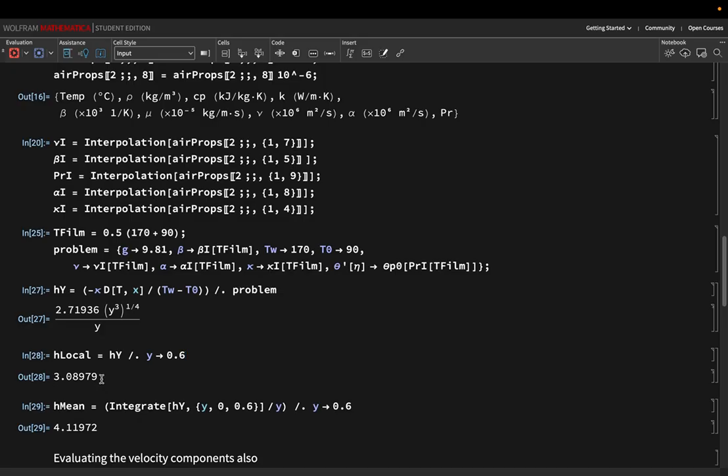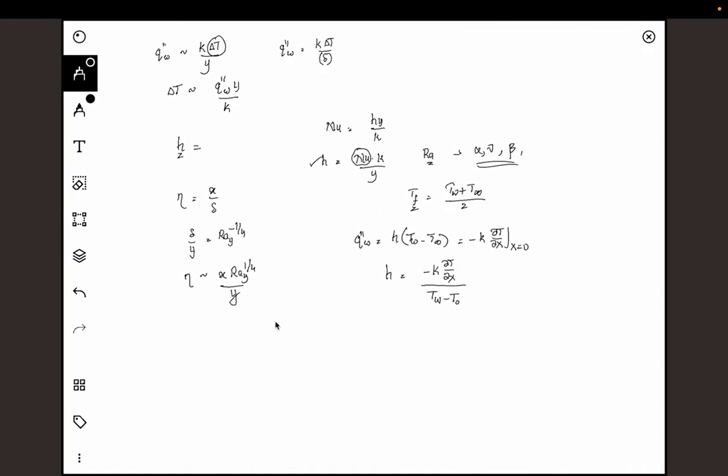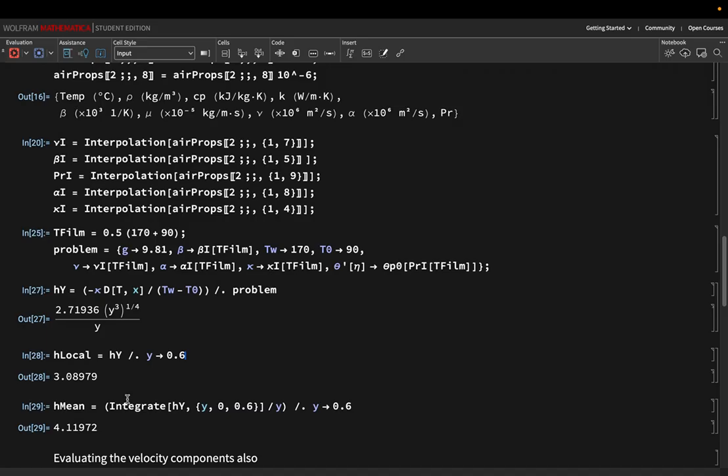And the next thing is to determine the mean heat transfer coefficient. How do you obtain the mean heat transfer coefficient? H bar is 1 by L, integral 0 to L, H of Y dy, which is again a simple line in this particular tool. All you have to do is write integrate H of Y with respect to Y from 0 to 0.6 and then divide that by Y. In this entire expression, the value of L is basically Y; I have denoted Y with L. So for Y you have to substitute 0.6. Then you will get the mean heat transfer coefficient.